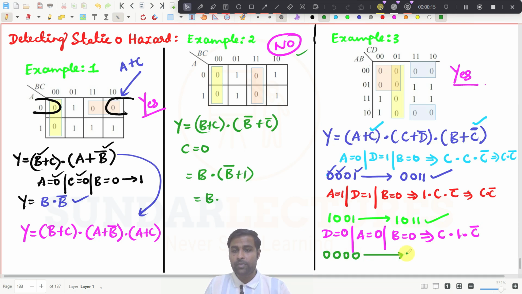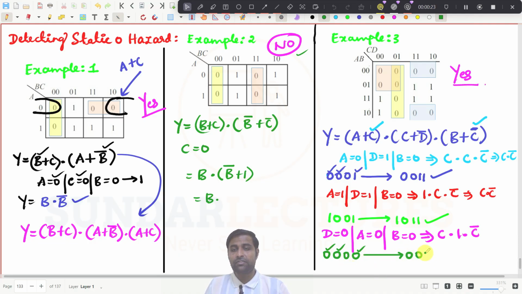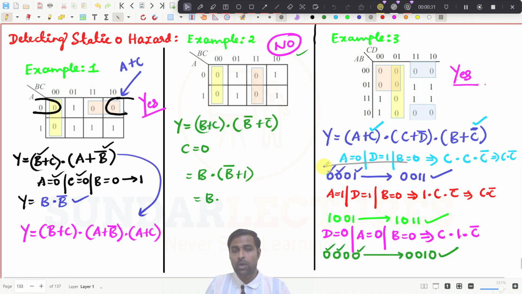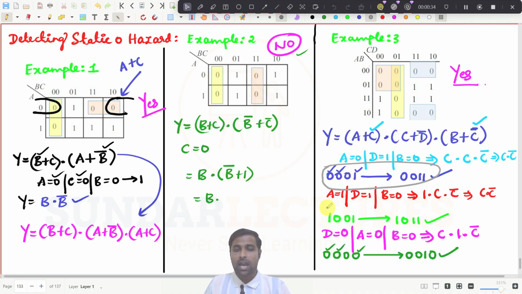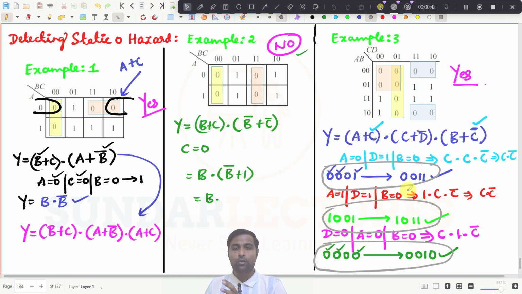This changes to the A should be same, this and this should be same. This is 0 and C is changing from 0 to 1 and then this becomes 0. So these three conditions, this one and this one and this one, if the input changes from 0000 to 0011, and 1001 to 1011, and 0002 to 0010, if input changes from this to this, there will be a glitch.